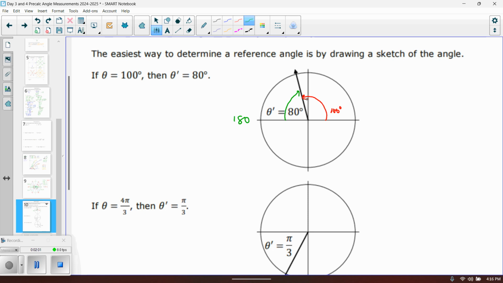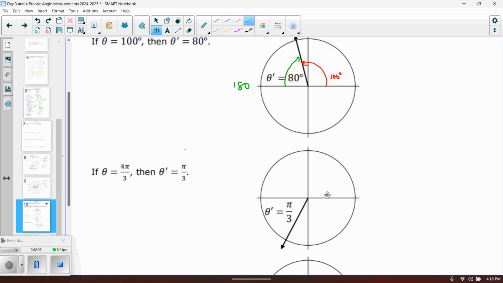If you do it in terms of radians, same general idea. The angle 4 pi thirds is measured from here to there. But again, the distance that we are looking for is the shortest distance from the ray to the closest horizontal. Well, that closest horizontal is pi. So we're going to take this angle 4 pi thirds and say, okay, what is its closest first quadrant equivalency? Now, the actual way you would do it is take 4 pi thirds and subtract pi.